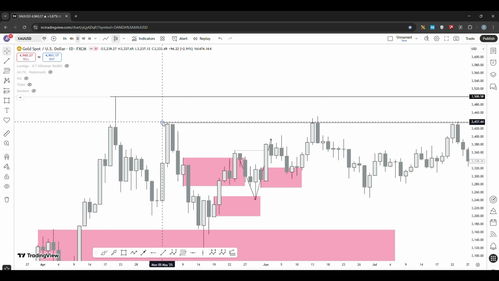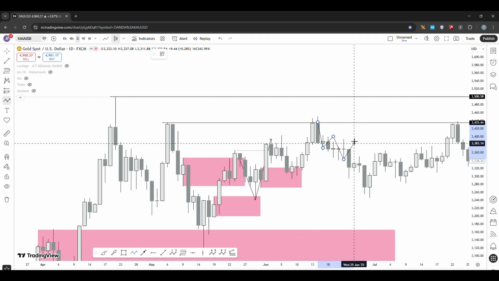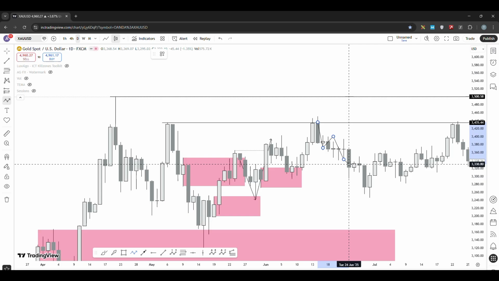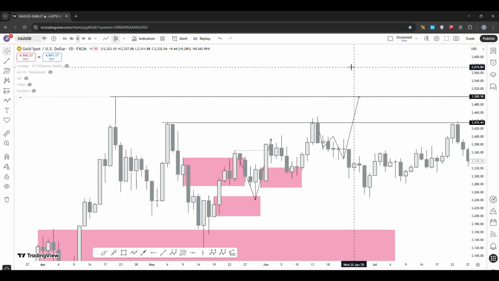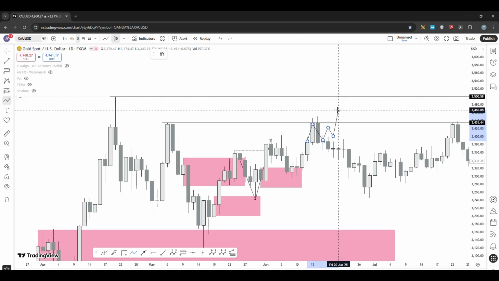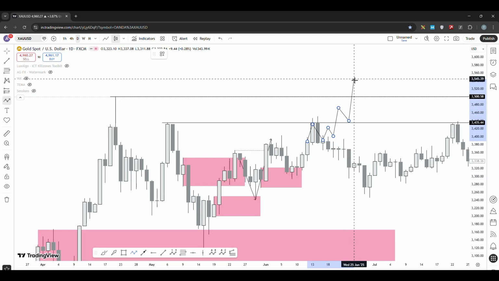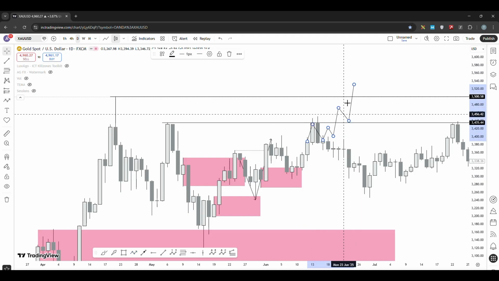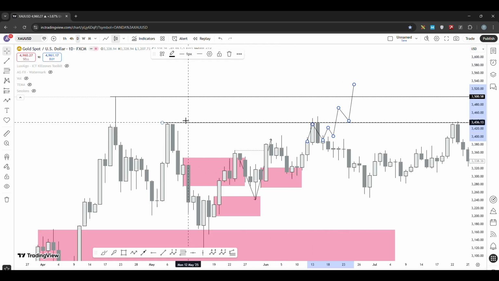So whenever liquidity is taken, either market is going to drop from there, tap into your POI, and from there it is going to continue higher. Or what it can do is it will spend some time over here, it will just go sideways like this, and then it will break this, create a new swing, and continue higher. These are the two ways how market will move after it takes out a liquidity.